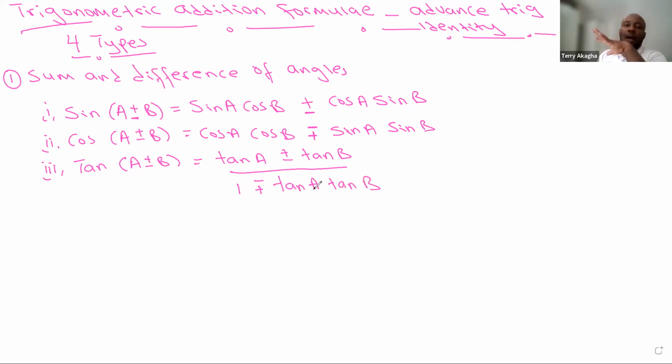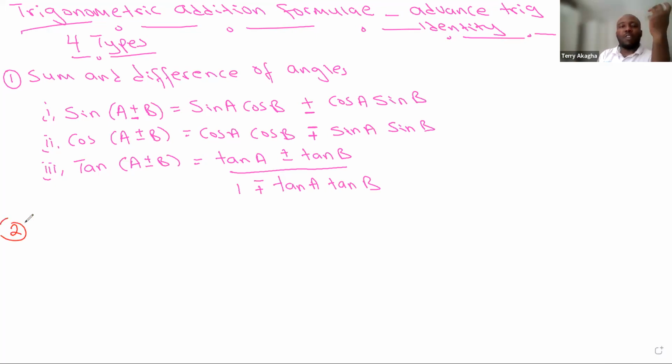Now, I'm going to solve each of these questions separately. I'm going to have a video for sum and differences of angle and the rest of it, but I want to just list all the formulas in this video so that in the next video, I will just go straight to each section and talk about them. All right, so let's go to number 2.